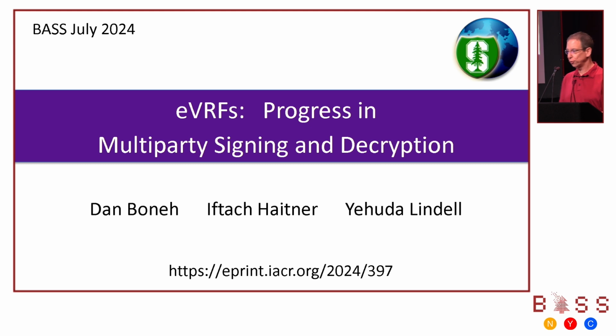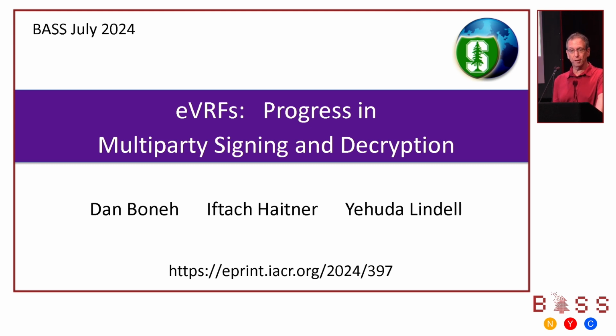So what I wanted to do in the next 20 minutes or so is tell you about a new tool. It's called an exponential verifiable random function, an eVRF. It's useful for protecting secret information in a blockchain environment. So hopefully this will be useful to you. We'll see how it goes. This is joint work with Iftach Heitner and Yehuda Lindell.